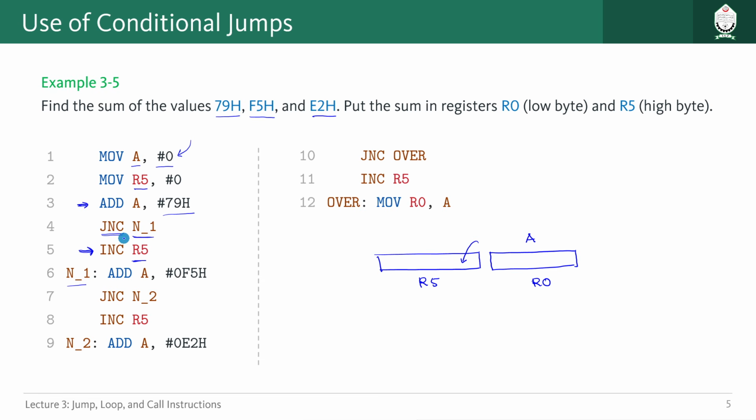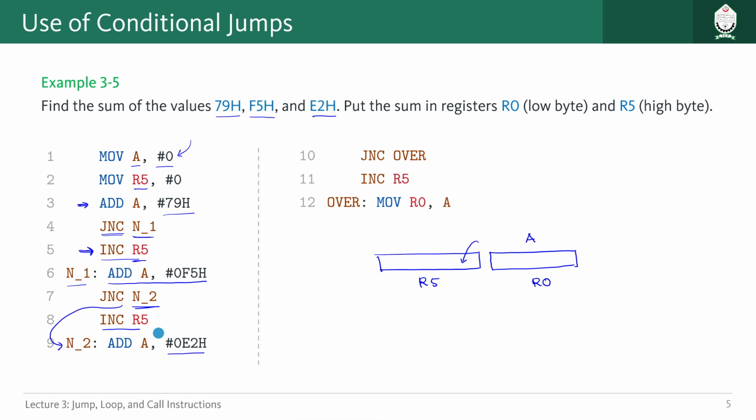So if carry happens, we are going to increment here, and if the carry doesn't happen, it will skip this line and go to this particular label and add the second number. And here also, if carry happens, we are going to increment here. If carry doesn't happen, we are going to move on to this particular label, skipping this line. So in this way, in 3 consecutive steps, we will add 3 different numbers to whatever we have already saved onto register A. And if carry happens, we are going to increment R5. If carry doesn't happen, we are going to skip that.